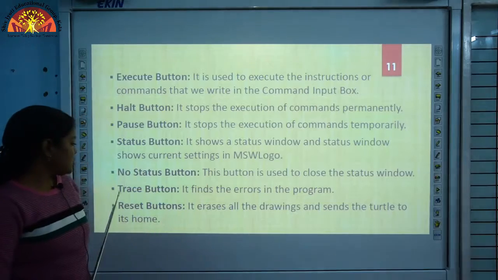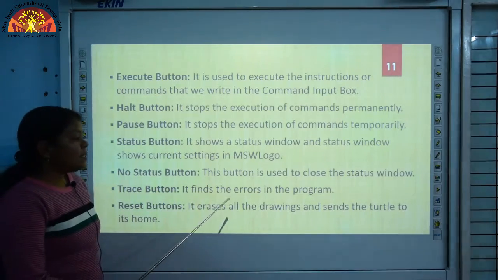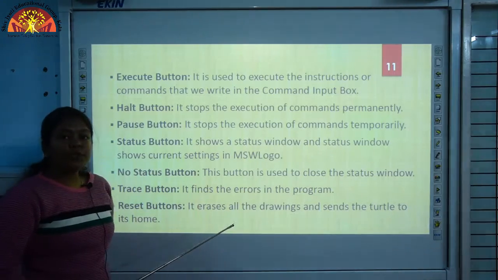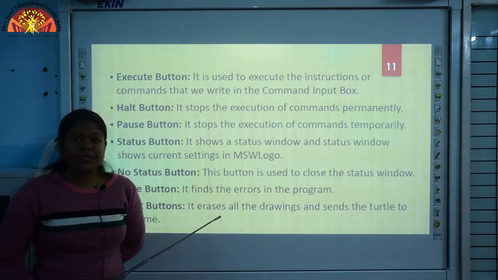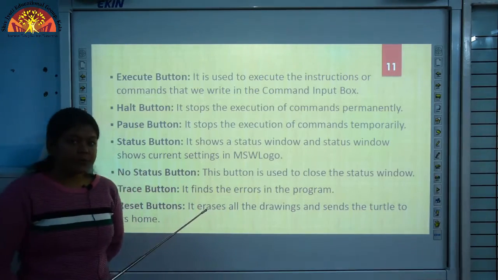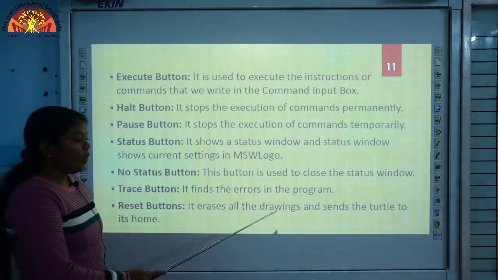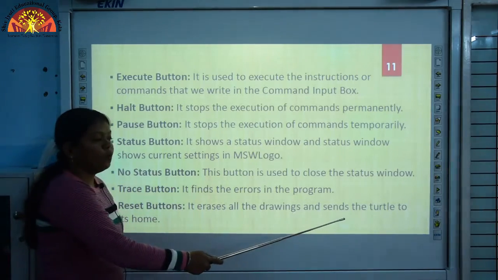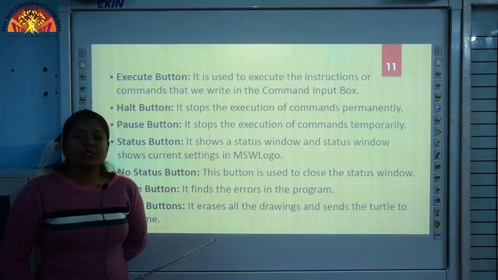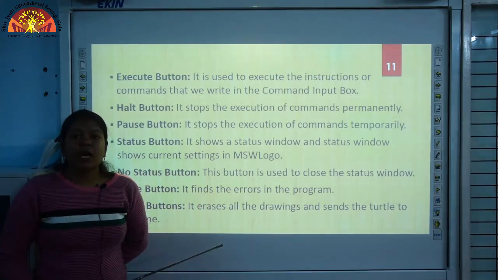Now next button we have is the trace button. Trace button finds the errors in the program. So if you want to find the errors in your program, then we have to press the trace button from the commander window. Next button we have is the reset button. Reset button erases all the drawings and sends the turtle to its home in the main screen. And we know where the home of the turtle is? The home of the turtle is present at the center of the main screen. So students, now we will see the practical of these topics one by one.